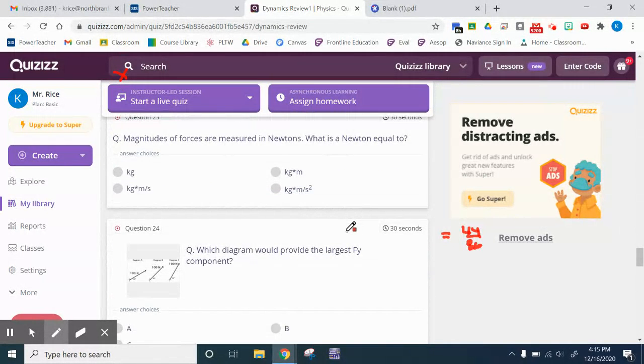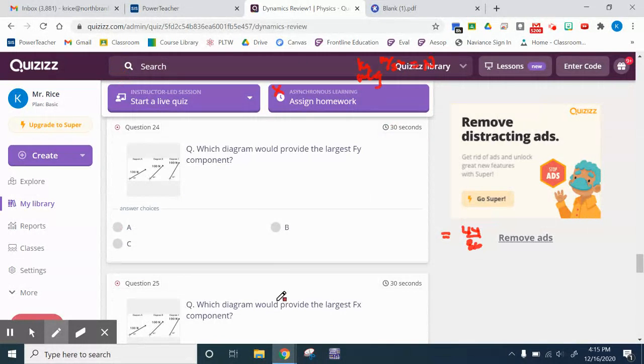Magnitudes of forces are measured in newtons. A newton is, of course, a kilogram meters per second squared. That's why when we multiply m and g, m's in kilograms, g is in meters per second squared, we get newtons. Which diagram would provide the largest f sub y, the largest vertical component?